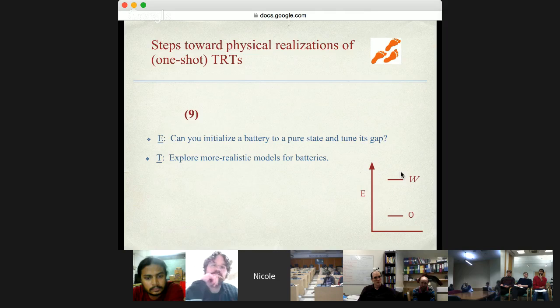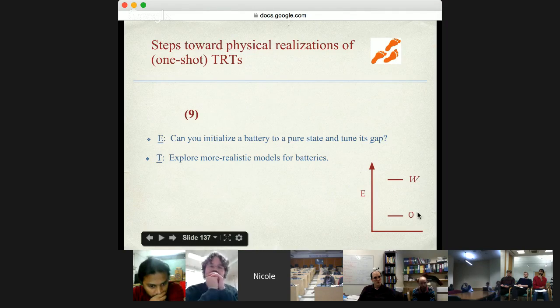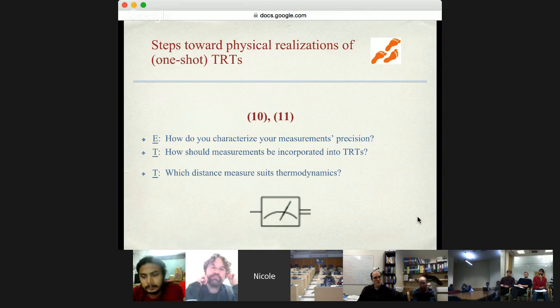I mentioned that the simple battery model is not necessarily the most realizable in an experiment, because you can't necessarily tune this gap exactly as you would like. There are a few opportunities with measurements and distances, that epsilon that I mentioned before.